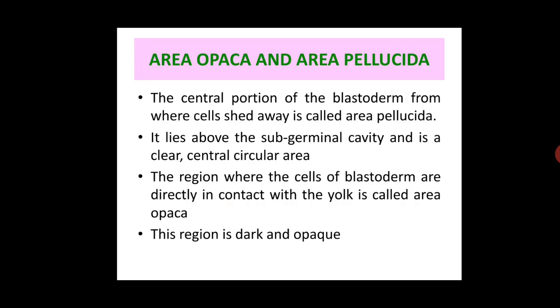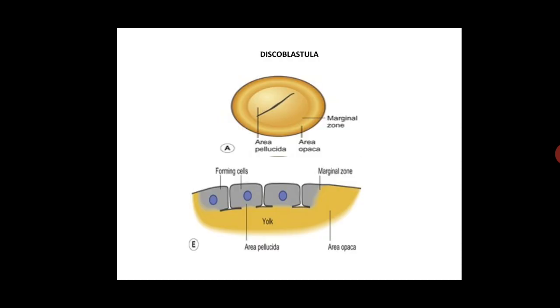The central portion of the blastoderm from where cells shed away is called area pellucida. It lies above the subgerminal cavity and is a clear central circular area. The region where the cells of blastoderm are directly in contact with the yolk is called area opaca. This region is dark and opaque.